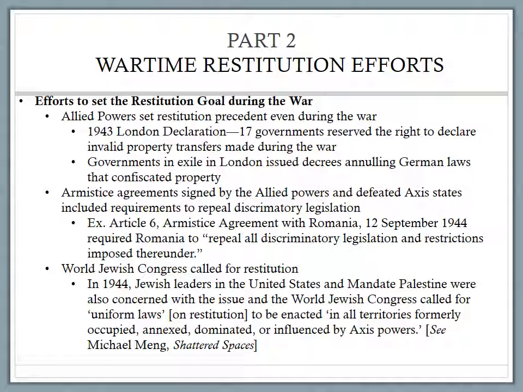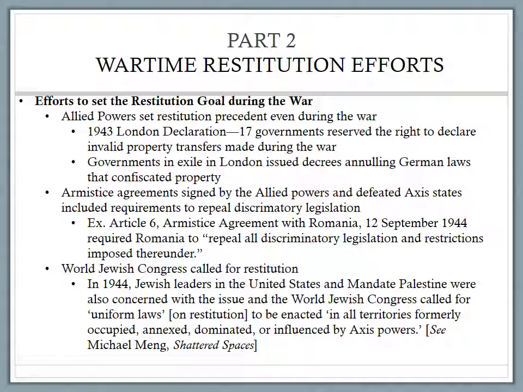So what were these efforts that the Allied powers and the governments in exile put in motion? The first one was the London Declaration of 1943, where 17 governments reserved the right to declare invalid property transfers made during the war. In addition, governments in exile that were located in London issued decrees annulling German laws that confiscated property in their countries.